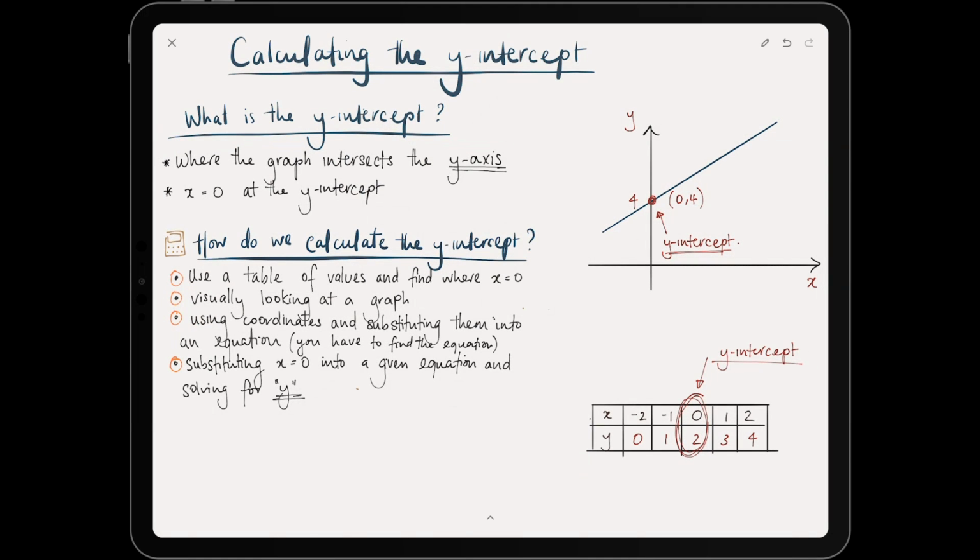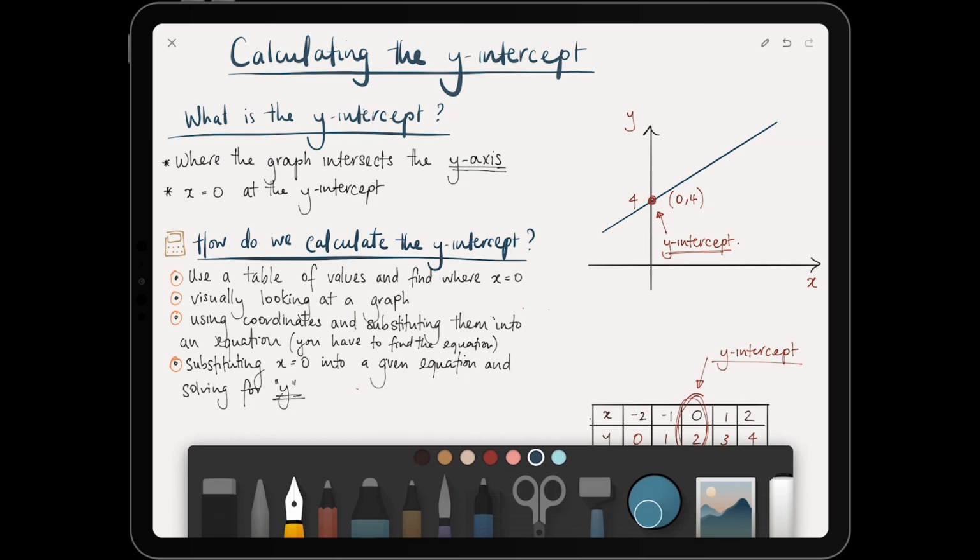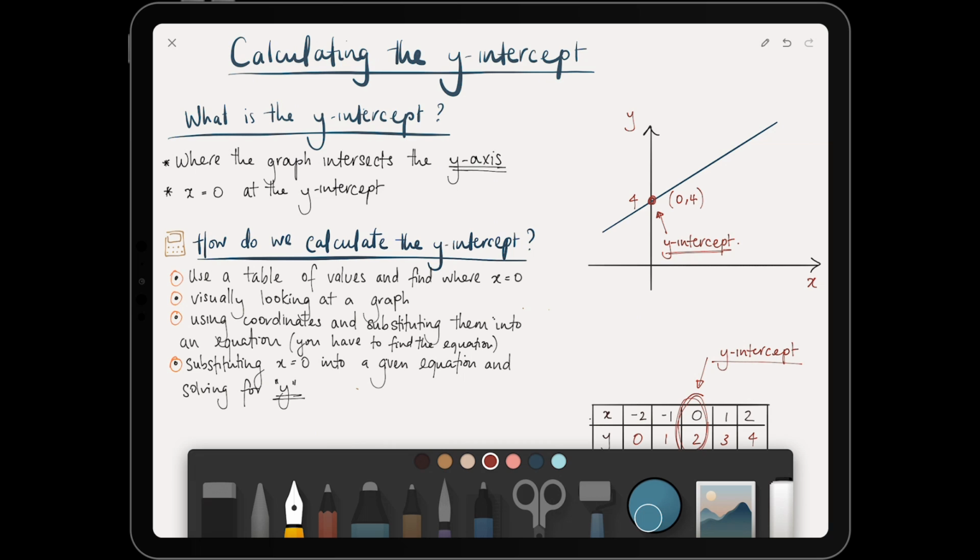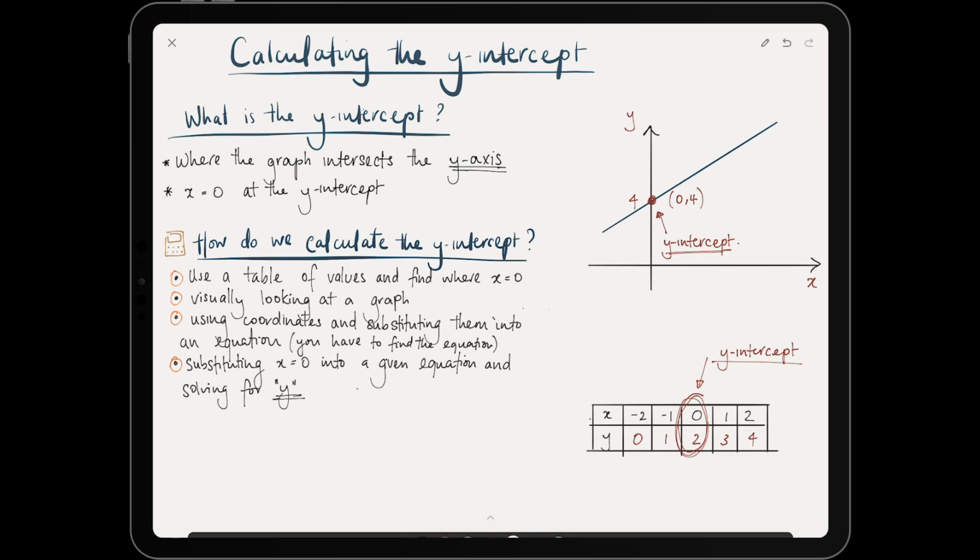On to calculating the y-intercept. So let's just recap what the y-intercept is. It's where the graph intersects the y-axis. If we look at the graph on the right-hand side, you can see that on my axes I've drawn an equation. Let's just say it's y equals x plus 4. You can see here that the graph intersects the y-axis when y is equal to 4.